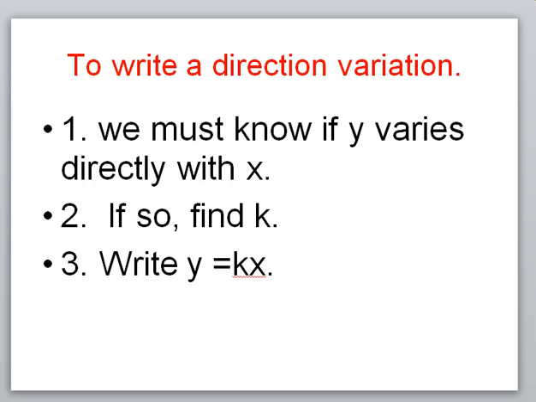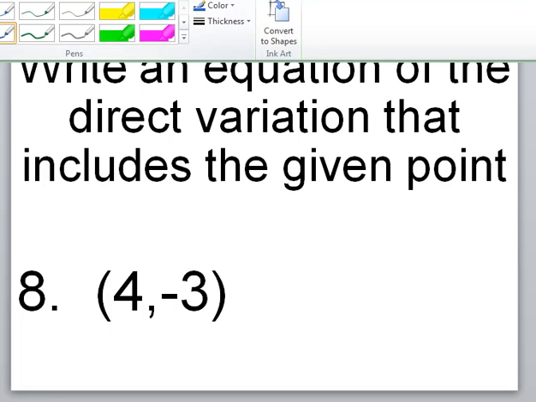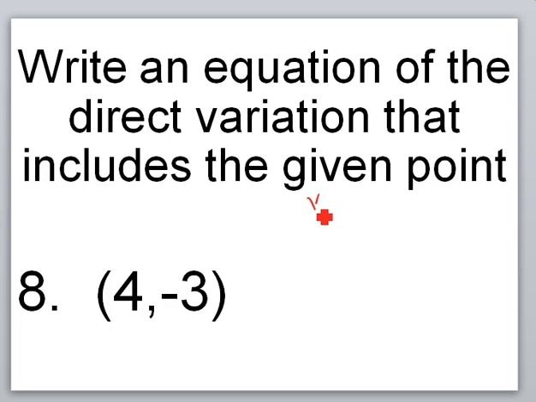To write a direct variation, we have to know if y varies directly with x, and then if so, we're going to find the k. Because I tell you that this is direct variation, we are going to use this point to be able to find k. So we're going to start with the equation of direct variation, y equals kx. This is my x value and this is my y value. I'm going to use this point to find k.